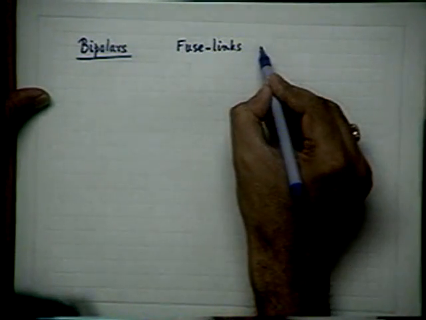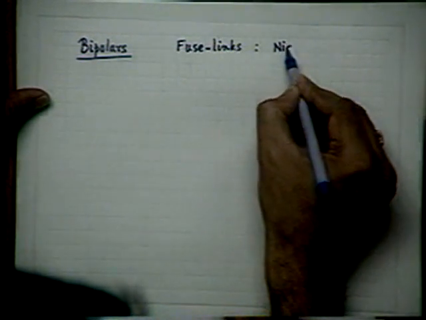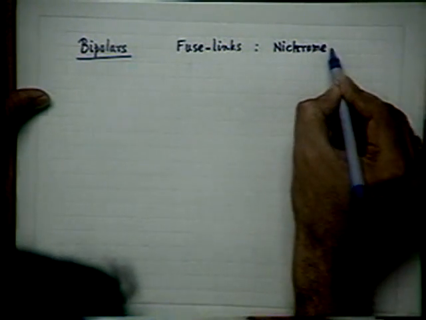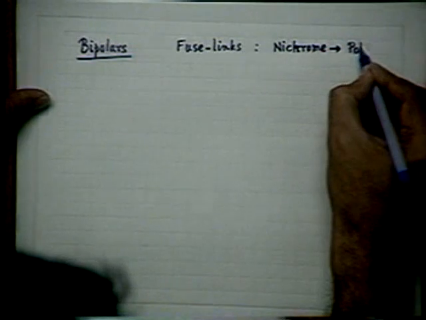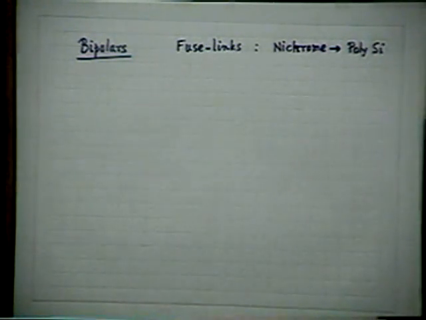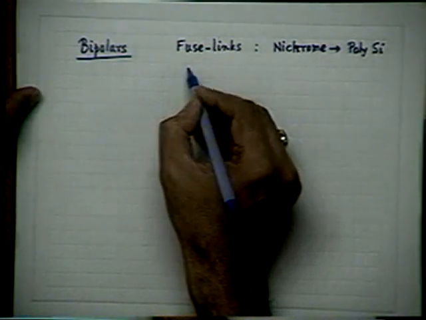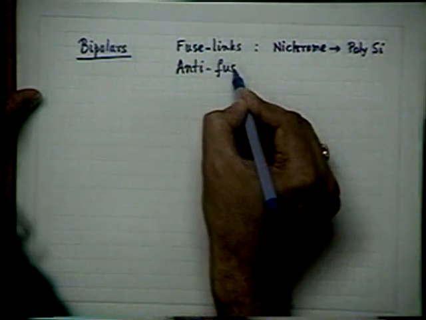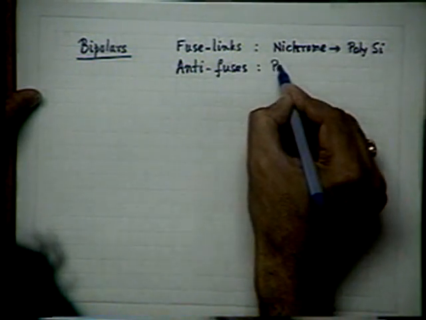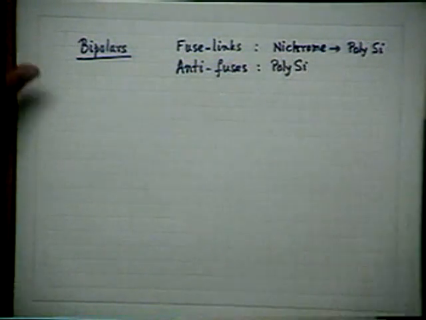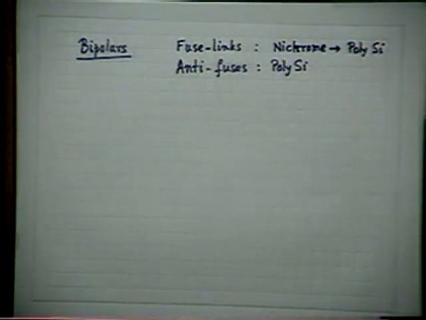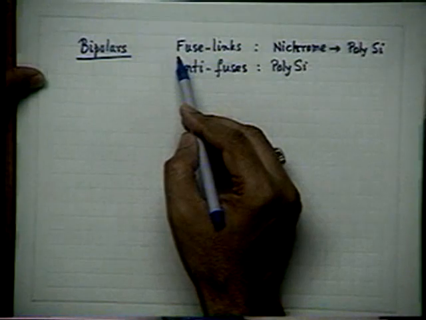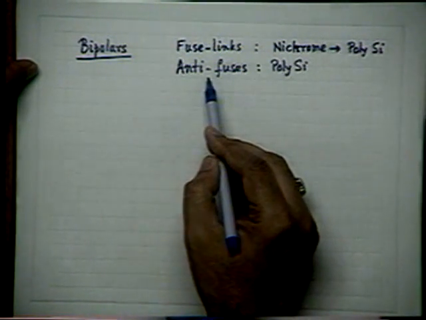For the fuse links, earlier people were using nichrome. But now the material is polysilicon. And there are recent ones, called anti-fuses, where polysilicon is being universally used with a very thin oxide, which I have discussed, I think, very quickly in some earlier class. This is used for producing open circuits whenever needed, and this is used for producing short circuits whenever needed.